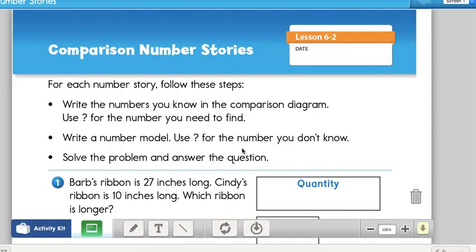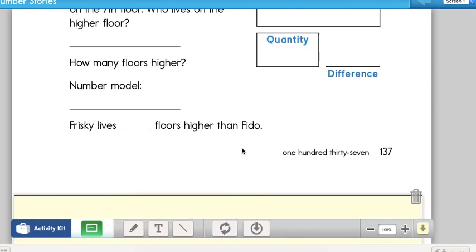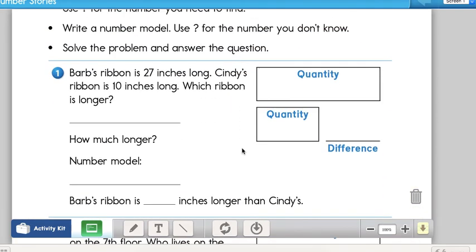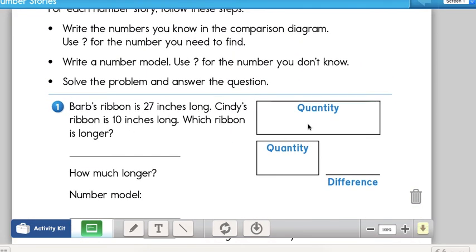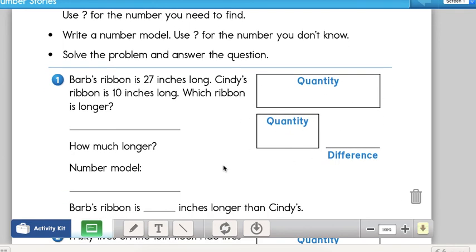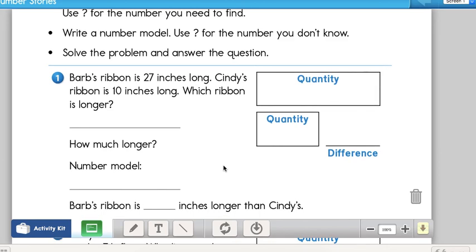You're going to be working on pages 137 and 138 today. I want you to solve these, fill out the quantity model and the difference model, and then turn these into Canvas. Remember, we're looking for the difference. How much longer is something? How many jumps are in there? So solve these and then turn them in.